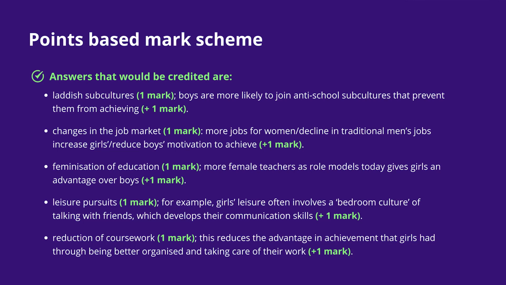Answers that would be credited are as follows. Laddish subcultures, 1 mark, followed by boys are more likely to join anti-school subcultures that prevent them from achieving, a further mark. They could also respond by saying, for 1 mark, changes in the job market. A further mark would include more jobs for women or the decline in traditional men's jobs, which increase girls' and reduce boys' motivation to achieve.